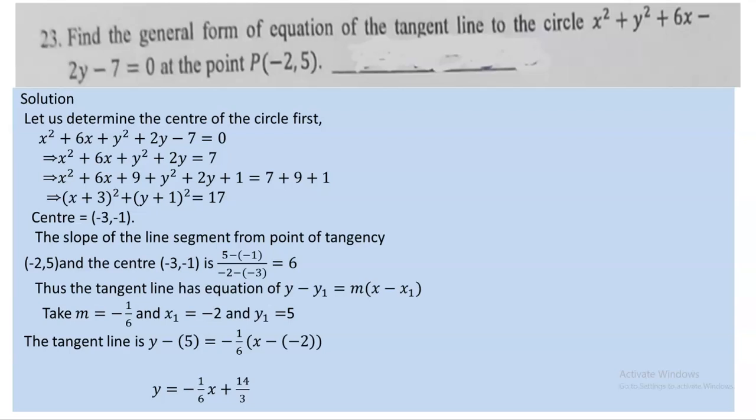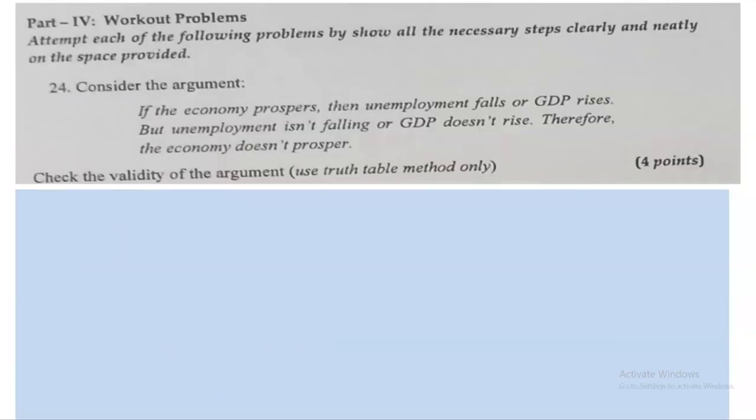So students, this is going to be the equation of the tangent line to the circle at the point of tangency (-2, 5). I hope everything is very simple, right? Now comes the workout part, students. Here we also have certain questions, so let me show you how it can be done.